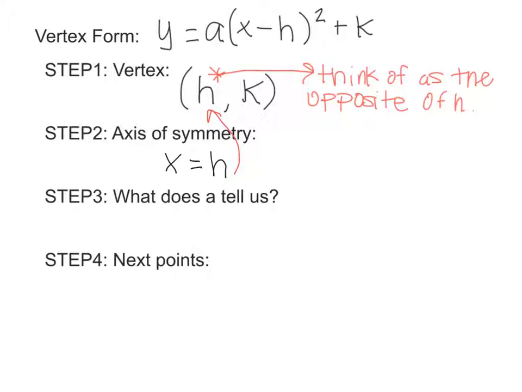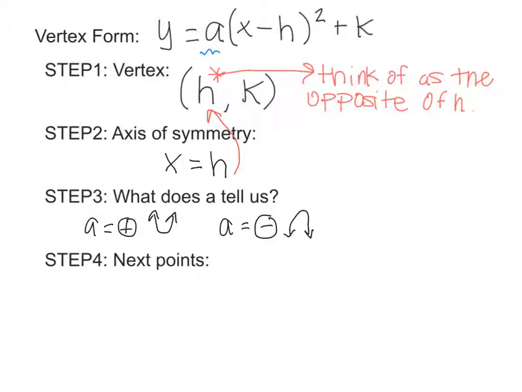Now, we need to be able to look at our a value of the function and determine what it tells us. Remember that if a is a positive number, then the parabola will be facing right side up. And if a is a negative number, the parabola will be facing upside down.